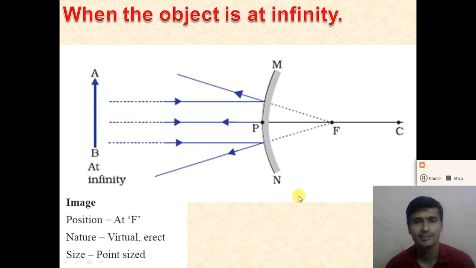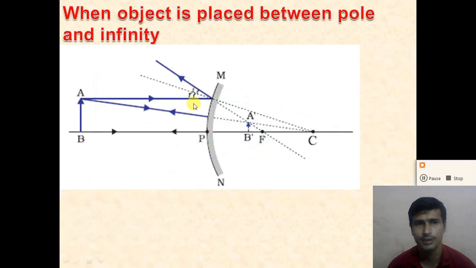Now, second case, case number 2. When the object is placed between the pole and infinity, at any distance. When the object is placed at any distance from the pole to infinite distance. So in the second case, the object AB is placed at any point, like here, at this much distance from the pole, right? The image will be produced at A dash B dash at this point, right?